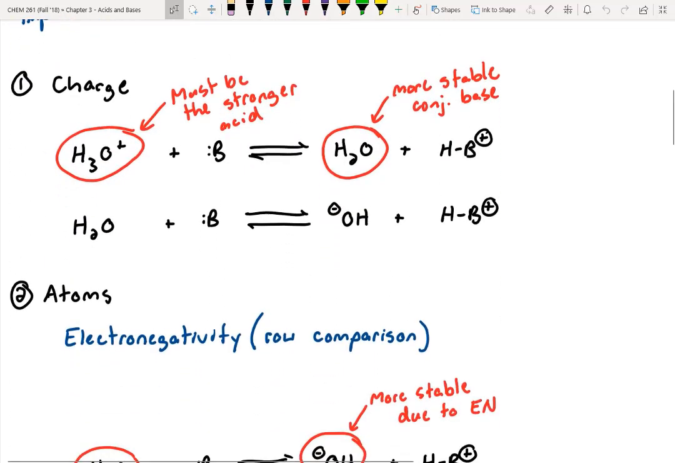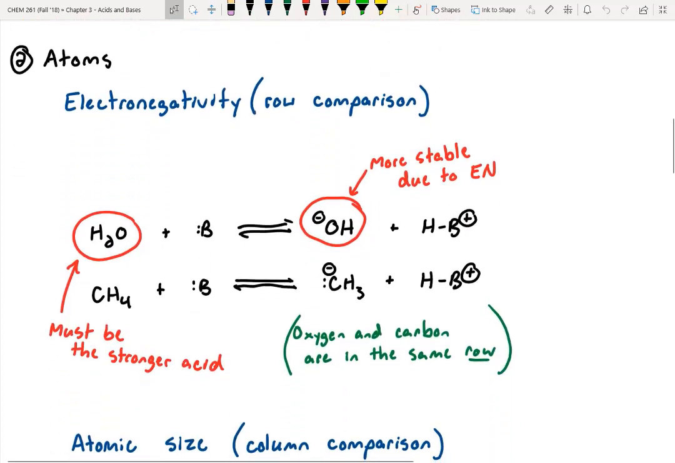So in the first example, we said, all right, if we compare the conjugate base for hydronium to the conjugate base of water, water on the right-hand side doesn't have a charge, therefore it's more stable than the one with the charge. That means hydronium's a stronger acid. And then we got into atoms after that, and we said, all right, what if they both have a negative charge and we're tied in that charge category? If we're comparing two atoms that have a charge and they're in the same row, the one that's more electronegative is going to be more stable. Therefore, in this case, water is the stronger acid.